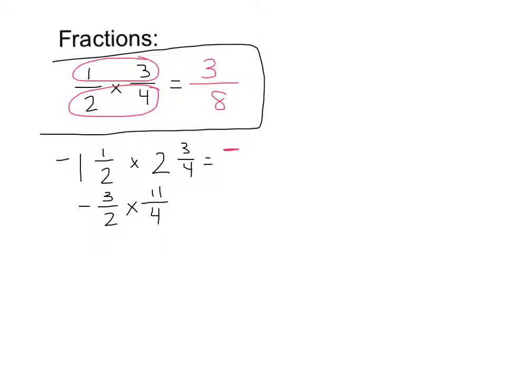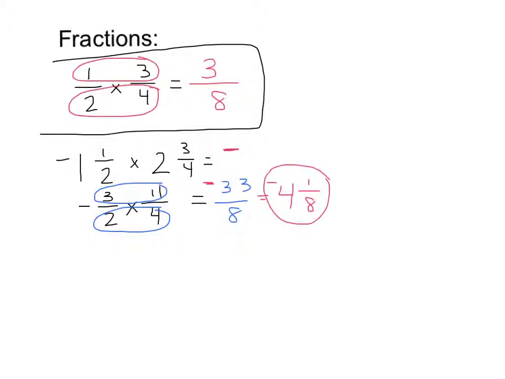Okay. From there, I'm going to do the same thing I did up above. Remembering I multiply across the top. 3 times 11 is 33. Multiply across the bottom. 2 times 4 is 8. My answer will be negative. So it'll be -33/8, which then if I change into a mixed number, 8 goes into 33 4 times. I'm left with 1 over because 4 times 8 is 32. 33 minus 32 is 1, so I'm left with 1/8. So my answer will be -4 1/8.